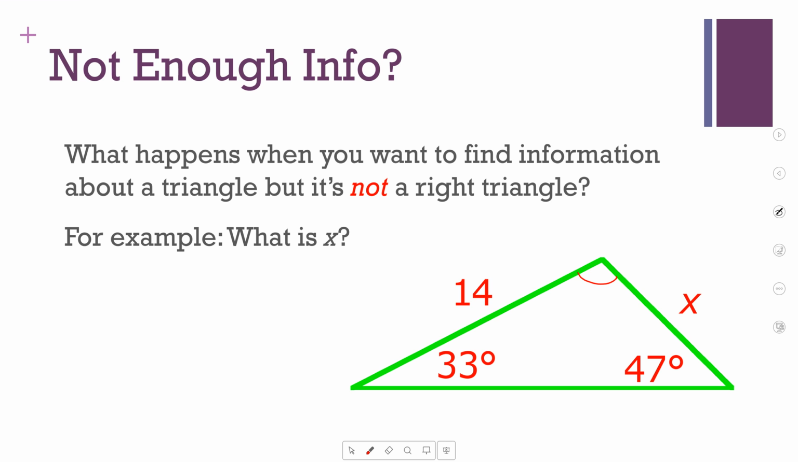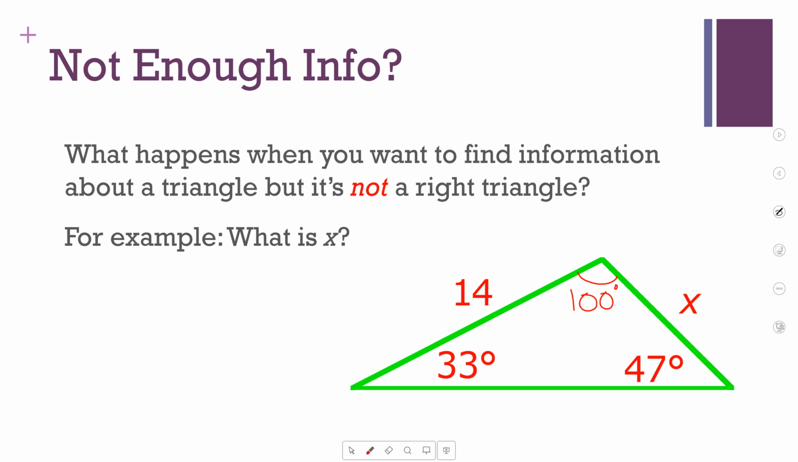100. It is 100. Who said that, by the way? Thank you, sir. How'd you get that? 33 plus 47 is 80, and then 180 minus that. Perfect. Okay, not a right triangle, so we're all in agreement there, right? Again, don't trust the picture, but the numbers show that that is not a right triangle.